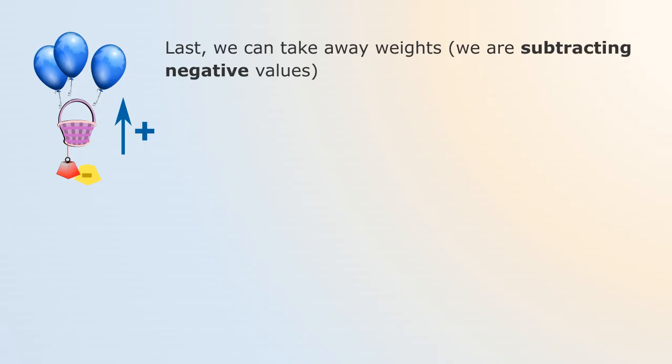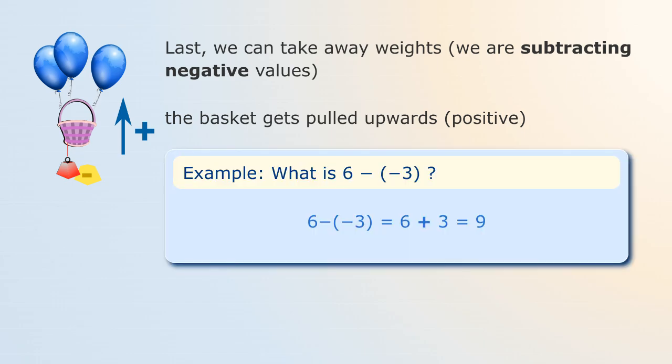Last, we can take away weights. We are subtracting negative values. The basket gets pulled upwards, positive. 6 minus minus 3 equals 6 plus 3 equals 9. Yes, indeed. Subtracting a negative is the same as adding. Two negatives make a positive.